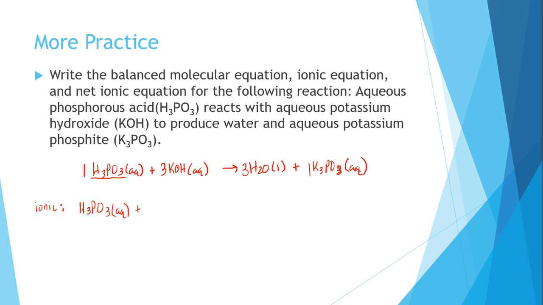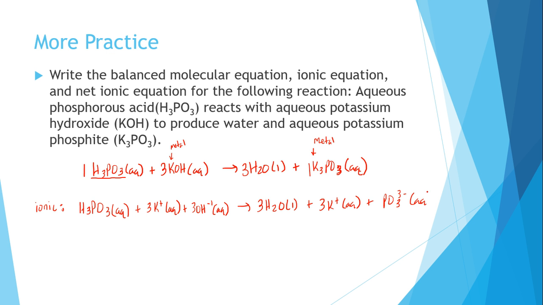Over here, KOH, K has a metal in it. So this is automatically going to split apart. So here we've got 3 K plus ions, plus we have 3 OH negative 1 ions. This splits into water. Water will not split because it's a liquid. So 3 H2Os plus this one, it's going to split because here it's a strong electrolyte because we have that metal. So that 3 comes out front, 3 K plus. And then over here, this gives me a PO3 negative ion.